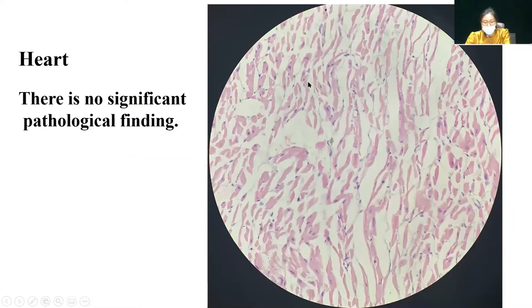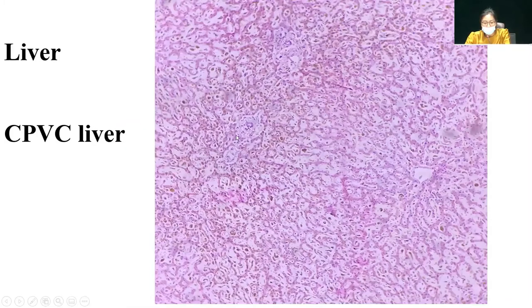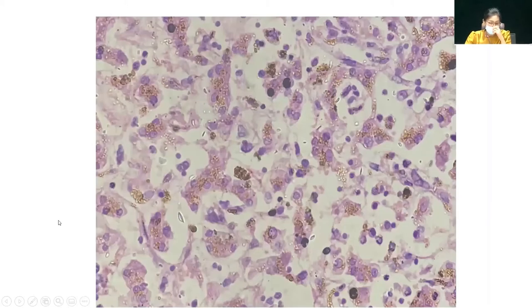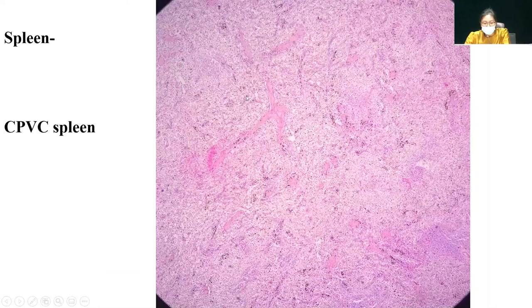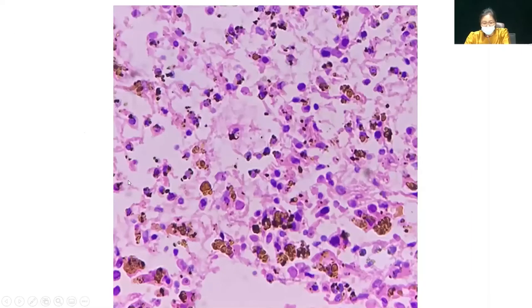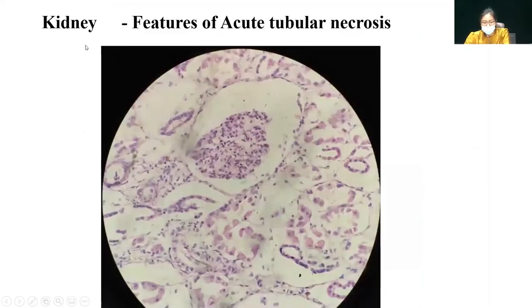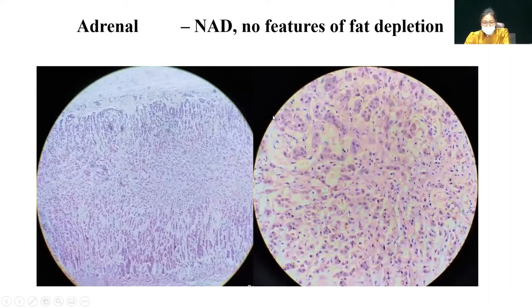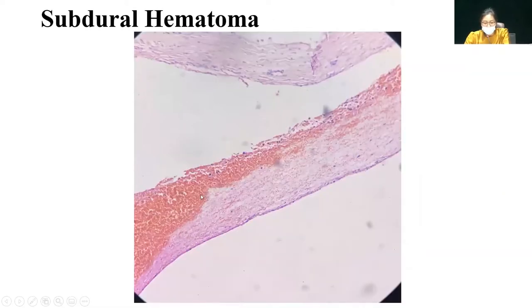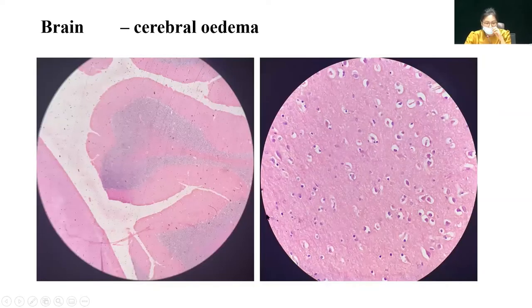Heart muscle shows no features of pathological abnormality. Liver parenchyma shows deposition of hemosiderin in the hepatocytes and also Kupffer cells. Spleen shows deposition in the macrophages. Section from the kidney shows features of acute tubular necrosis. Adrenal shows no abnormality, except that there are features of fat depletion. Subdural hematoma shows hemorrhage and cerebral edema. Apart from that, there is no abnormality in the brain tissue.